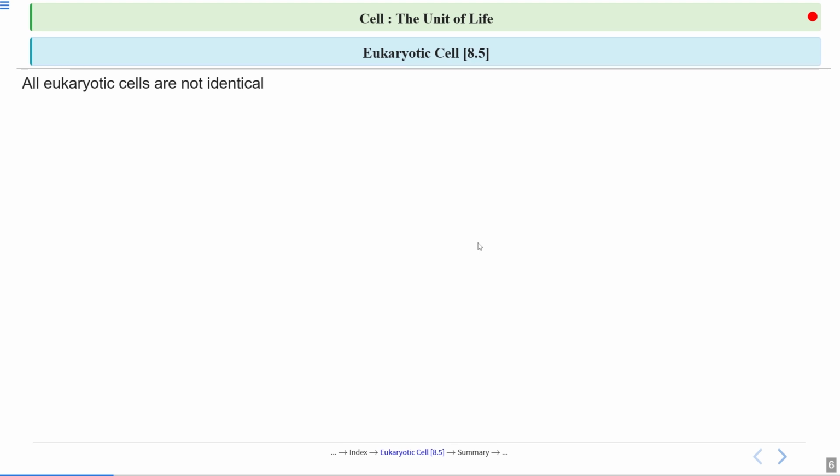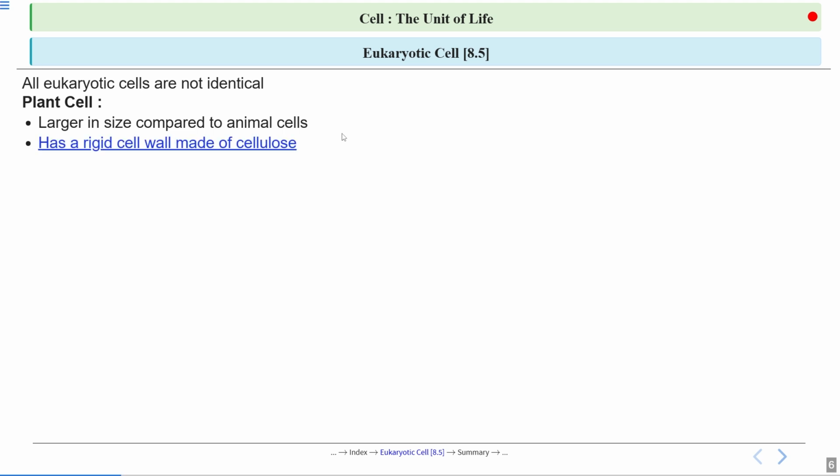Now, all eukaryotic cells are not identical in shape and size. Let's talk about the plant cell, which is also a eukaryotic cell. Plant cells are larger in size compared to the animal cell. They have a rigid cell wall made up of cellulose. So you can use the cellulase enzyme to degrade the plant cell wall. Animal cells lack a cell wall.